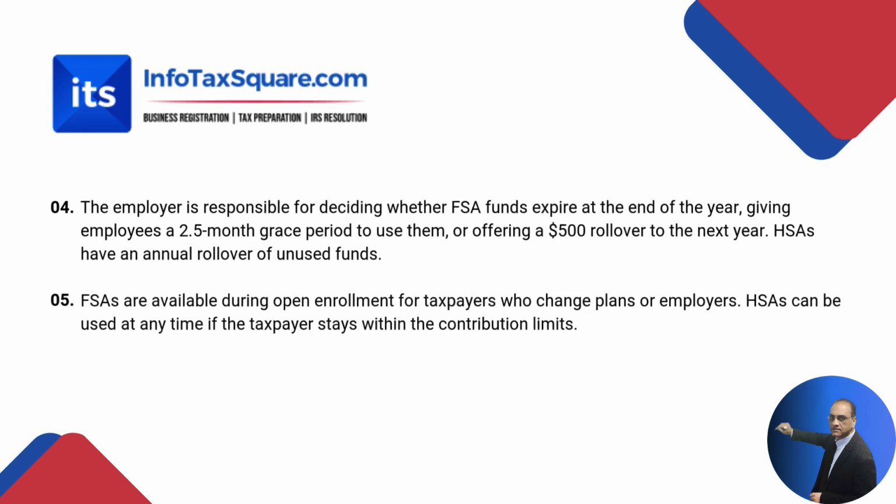Number four, the employer is responsible for deciding whether FSA funds expire at the end of the year, giving employees a 2.5-month grace period to use them, or offering a $500 rollover to the next year. Whereas HSAs have an annual rollover of unused funds. Number five, FSAs are available during open enrollment for employees who change plans, whereas HSAs can be used at any time as long as the taxpayer stays within the contribution limit.